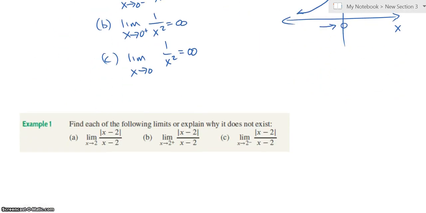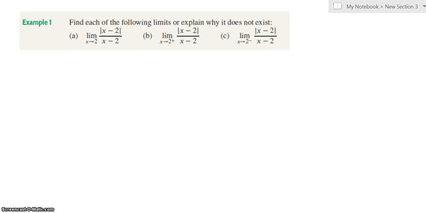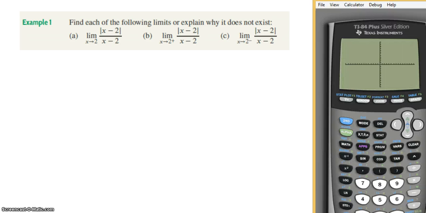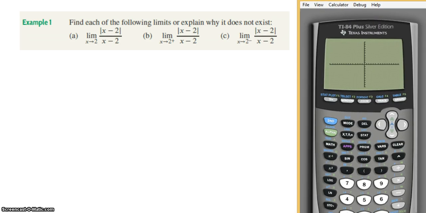Okay, let's look at example 1 from the book. You could make a table or use your calculator. I'm going to just go ahead and use my calculator. I'm going to type in y equals. I'm going to go to absolute value. Absolute value is in the math menu, right below the alpha. Once you're in math, you're going to hit the right arrow for NUM. So you can see NUM is highlighted there. And number 1 is absolute value.